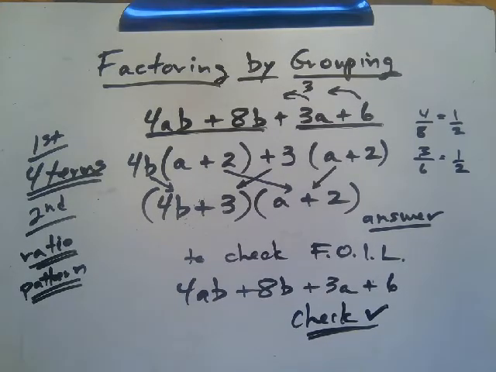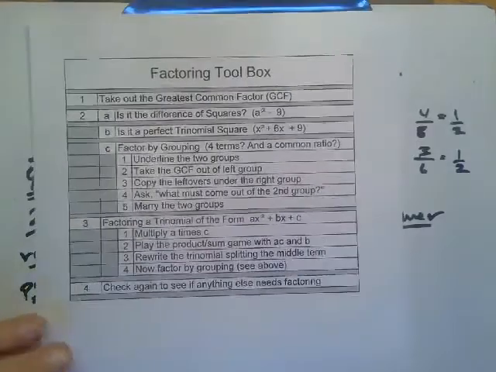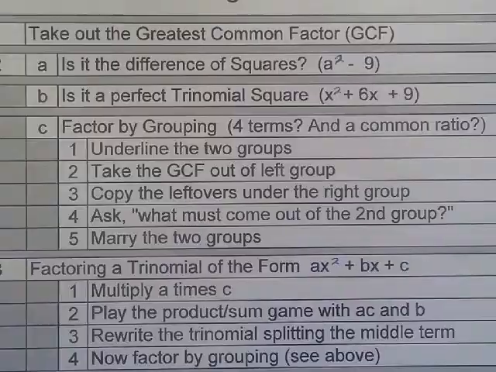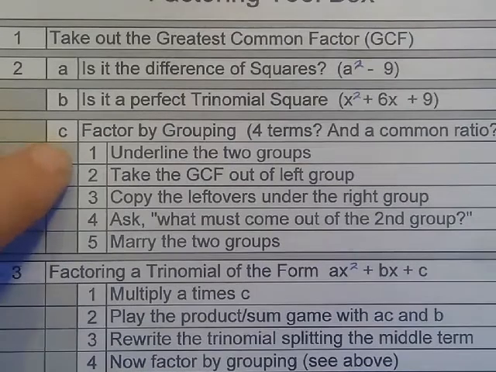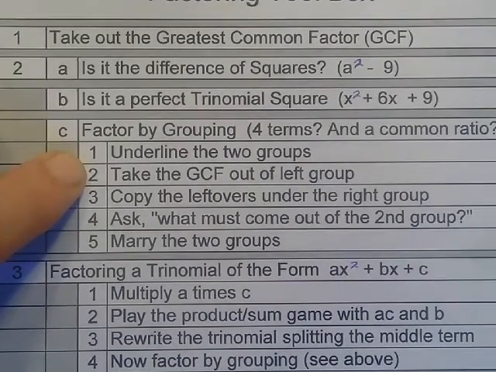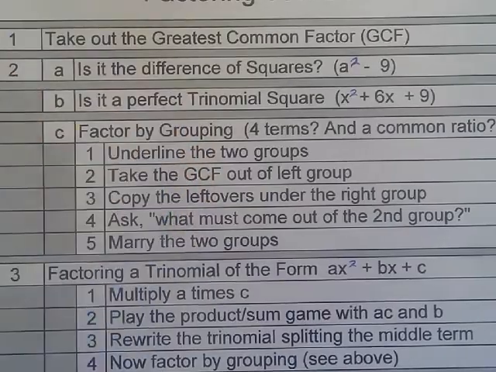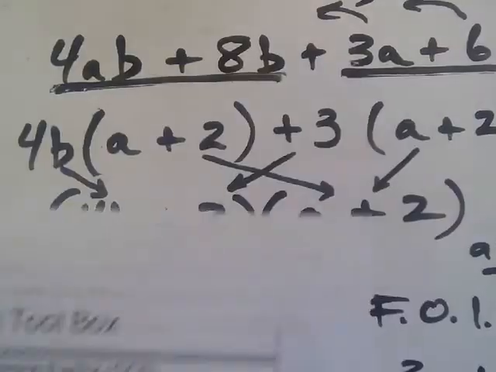Now, those are the 5 steps. They're on your sheet there. And let's take a look at them again. Okay, here's the sheet. Here they are under 2C, right here. Underline the 2 groups. Take the GCF out of the left group. Copy the leftovers under the right group. Ask that question, what must have come out of the second group? And then number 5, marry the 2 groups. Keep this sheet to the side, because we're going to do a couple more.